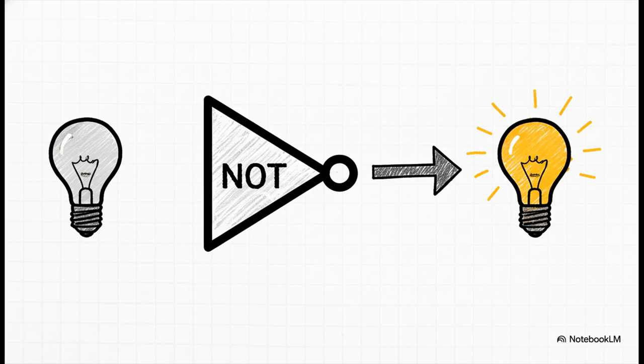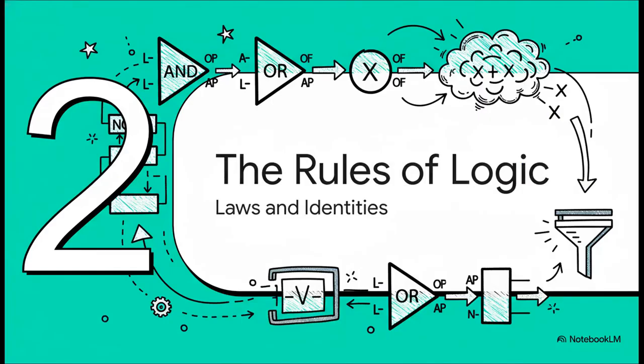And finally, the simplest operation of all, NOT, represented by a little apostrophe. It's also called the inverter, and it does exactly what its name suggests. It takes a single input and just flips it. If you give it a 0, it gives you back a 1. If you give it a 1, you get a 0. Simple as that.